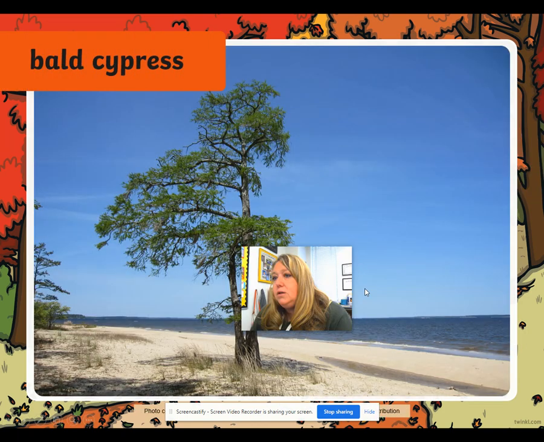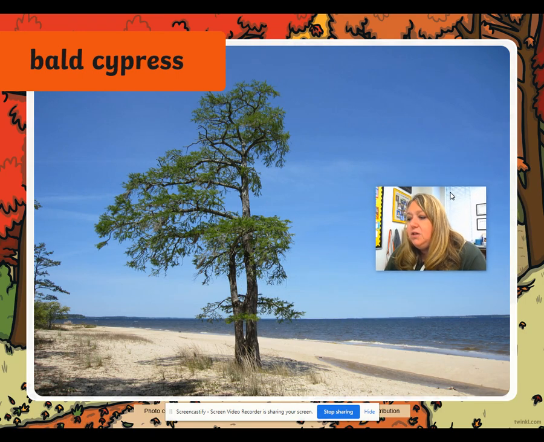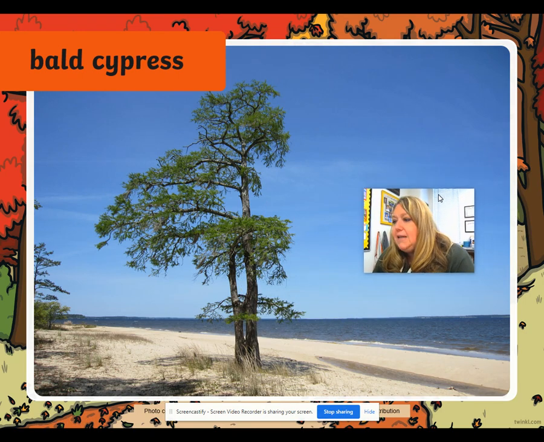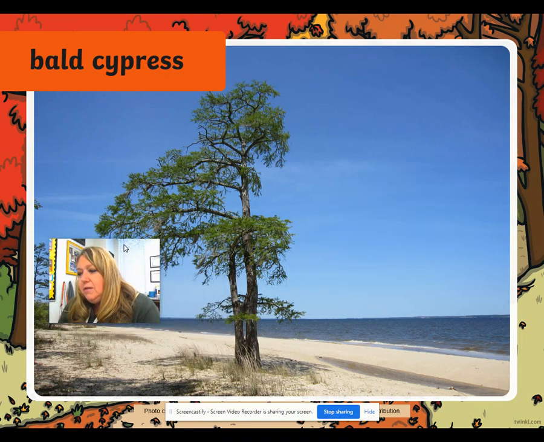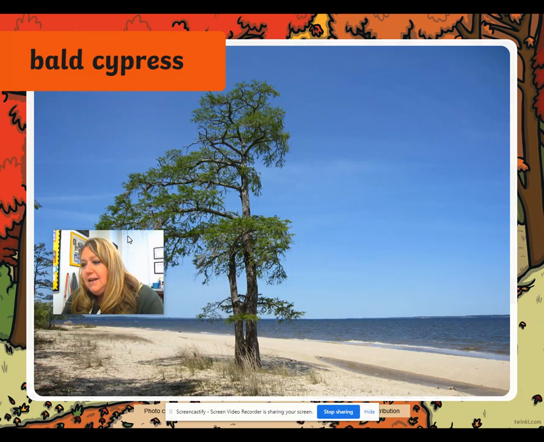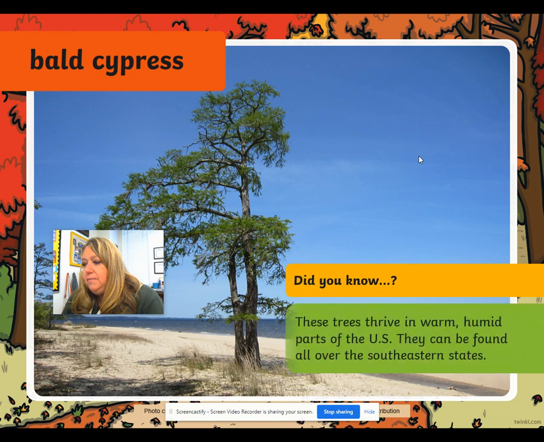This next tree, this is a picture of a bald cypress tree. Oh, I like this picture because it's right near the ocean and it's really pretty. I noticed that this tree doesn't have a whole lot of leaves on it. It has pine needles on it, right? But it's pretty sparse, not a lot right there.